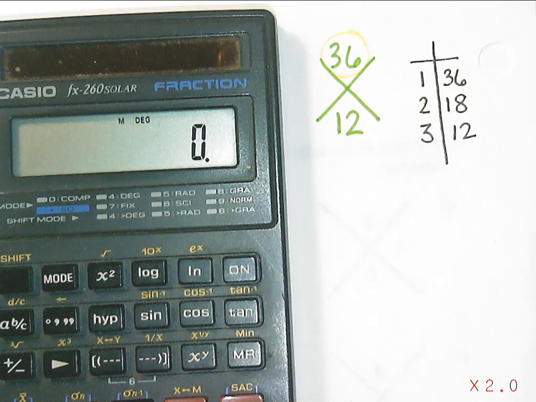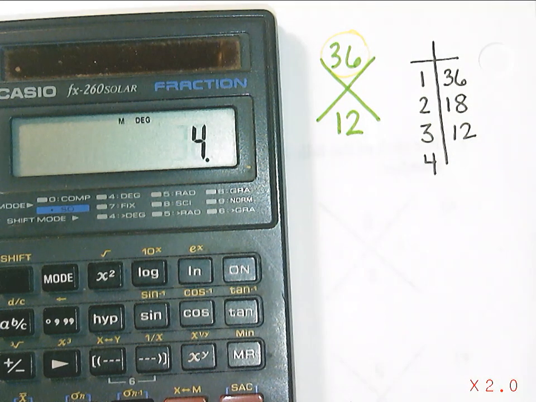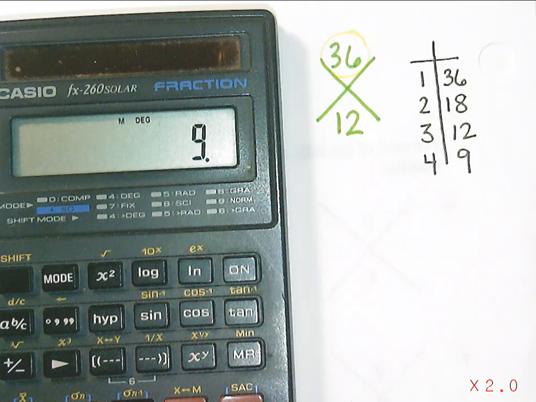All right, let's try 4. 36 divided by 4 is 9. If I add 4 and 9, I get 13. If I subtract 4 and 9, I get 5. So we still haven't hit 12 yet. All right, let's try 5.